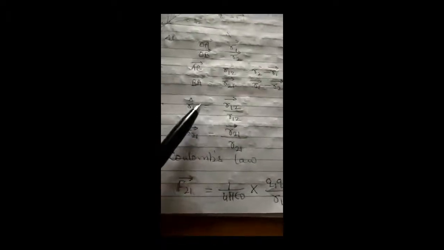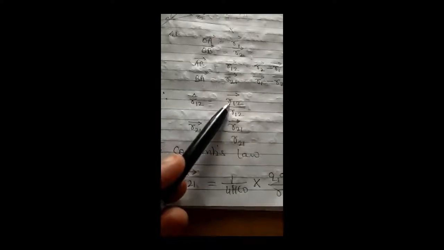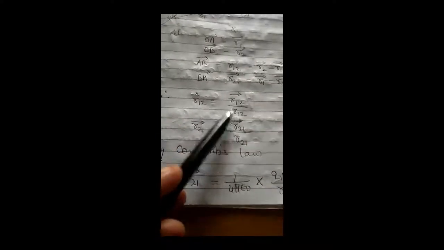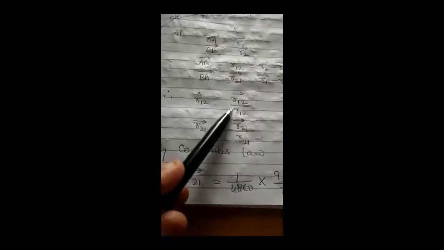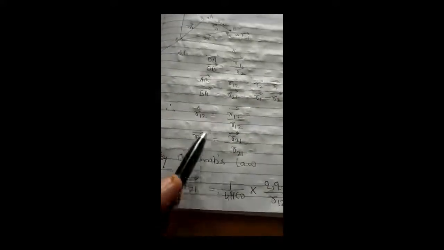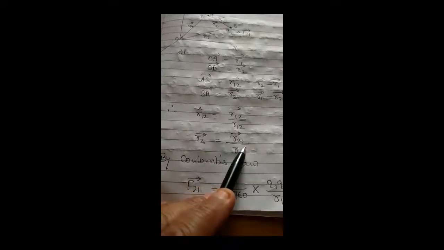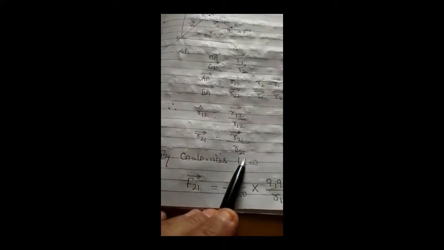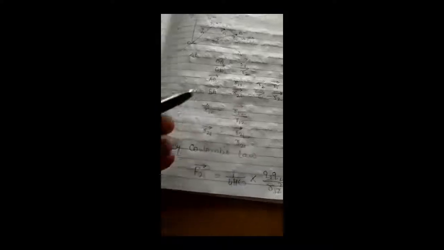Now we will find their unit vectors, and for unit vectors the vector itself is divided by its magnitude. So the unit vector R12 will be equal to vector R12 divided by R12. Similarly, unit vector R21 will be equal to vector R21 upon magnitude R21.